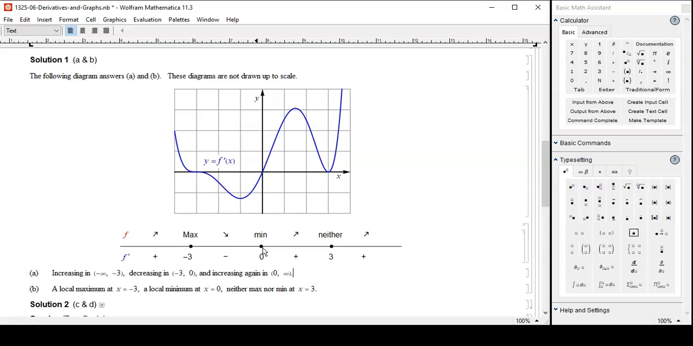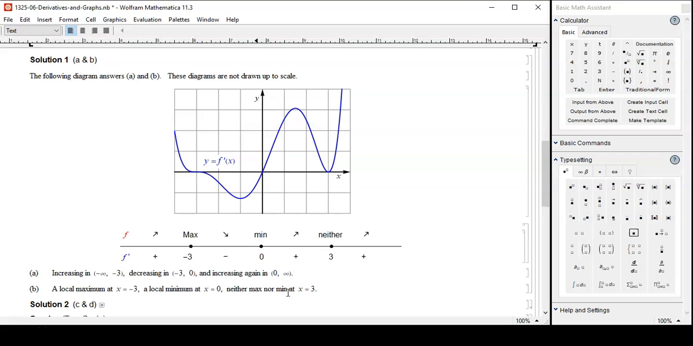to 0, increasing from 0 to 3, and increasing again from 3 to infinity, or increasing from 0 to positive infinity all the way. You can do various things. And then we have a local maximum at x equals -3, a local minimum at x equals 0, and the critical point here, x equals 3, is neither maximum nor minimum.